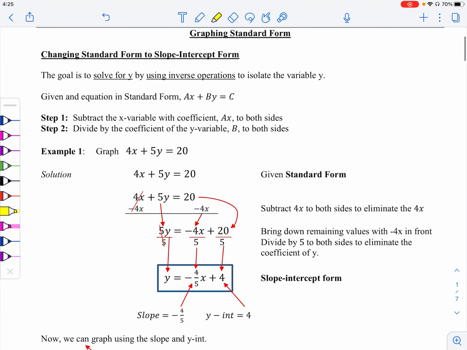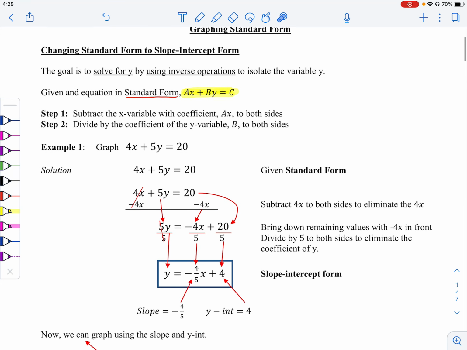Okay, so first, given a standard form, so this is standard form right here. It's always some number x plus some number y equals c, in this form right here. So this is called standard form. Whenever we say standard form of a linear function, it always looks like this, and your x here should always be positive. That's standard form, right? This x should always be positive.